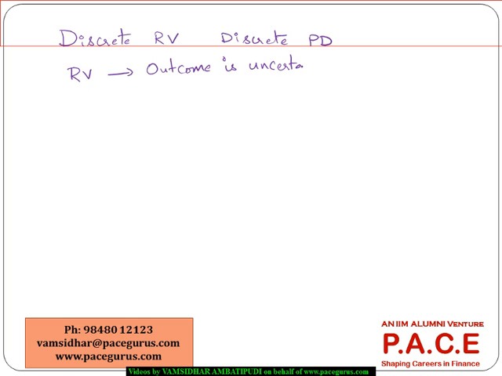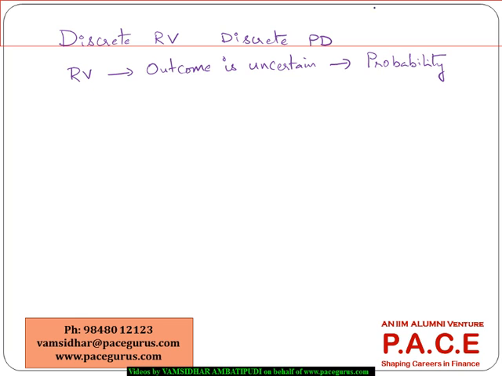So initially, let me get started with the discrete random variables or discrete probability distributions. Once I know that a random variable is nothing but a variable whose outcome is uncertain, in simplicity, any variable whose outcome is uncertain based on some kind of probability, we are associating it to a random variable.